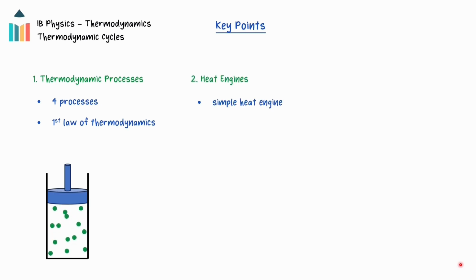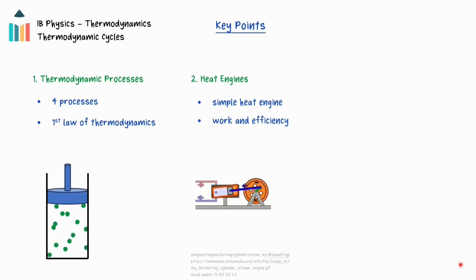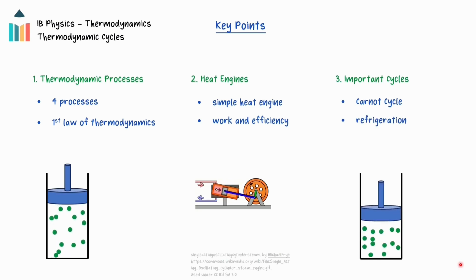Secondly, a simple heat engine will be explored, showing the relationships between work, energy, and efficiency for a fixed number of moles of an ideal gas undergoing a cycle of thermodynamic processes. Finally, some important cycles including the Carnot cycle will be explained, as well as refrigeration cycles.